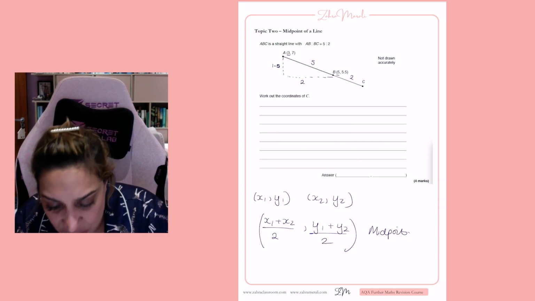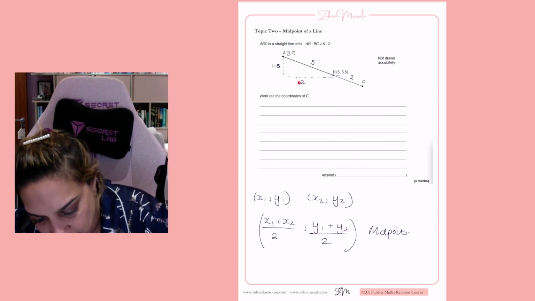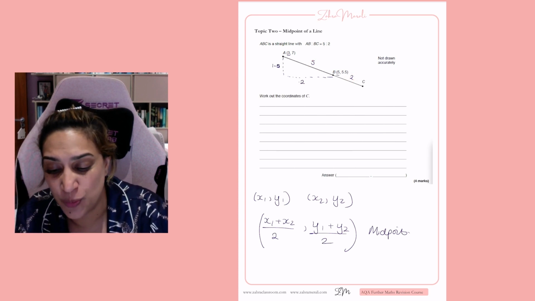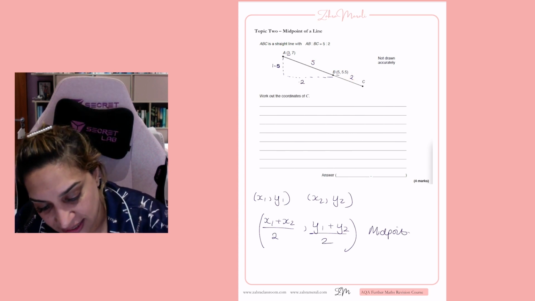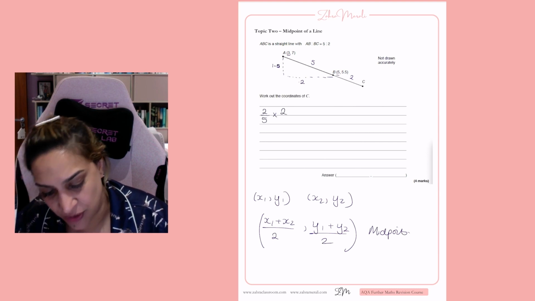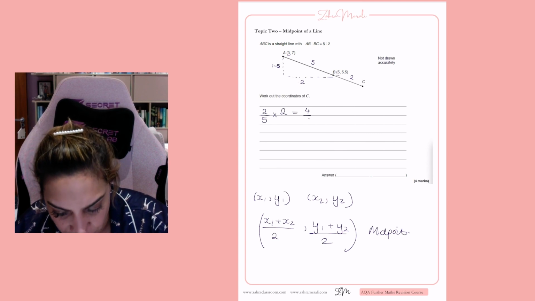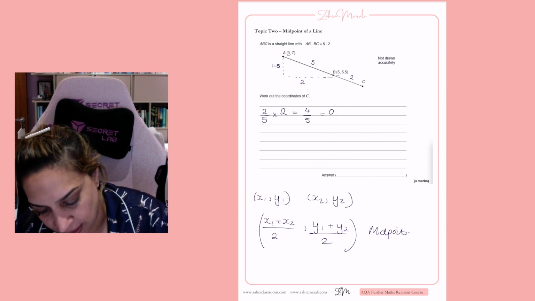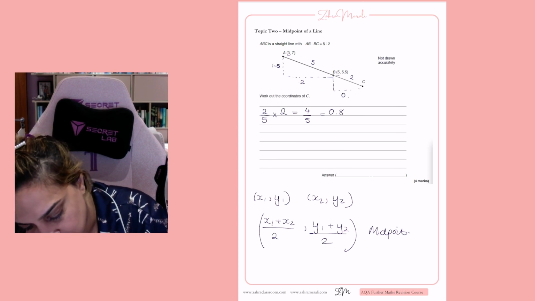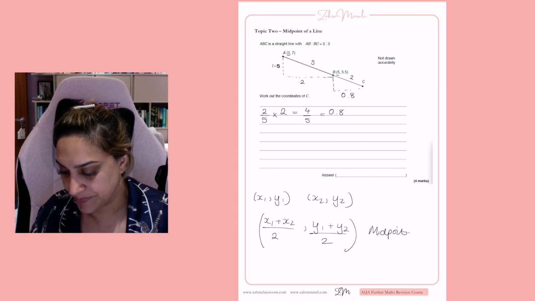Now, this 2, if you like, is worth 5 bits, and we want to work out how much 2 bits are. So we're going to take that 2, divide by 5, and then times by 2, which will give us 4 over 5, which is 0.8. So now I know that across here, I've got 0.8.